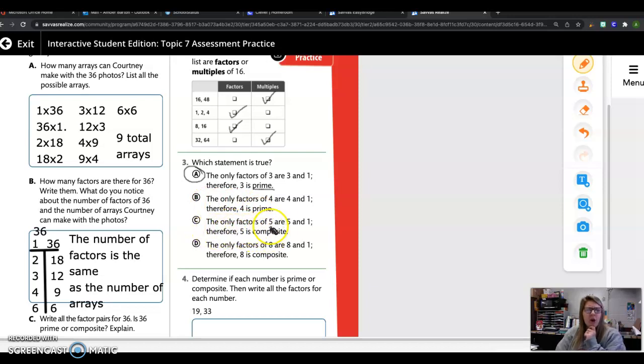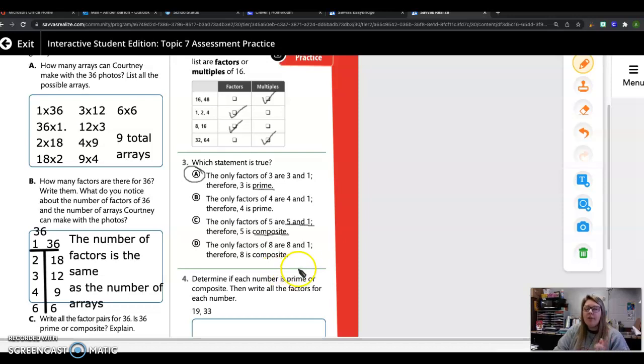Look at letter C. It says the only factors of 5 are 5 and 1, therefore 5 is composite. This is not a completely true statement. Yes, it is true that the only factors of 5 are 5 and 1, but would that make it a composite number? No, that's right. It would make it a prime number. So let's look at letter D. The only factors of 8 are 8 and 1, therefore 8 is composite. Is that a true statement? No, there are more than just the 2 factors, 8 and 1, for 8. That's right. You can do 2 and 4. Yes, 4 and 2.